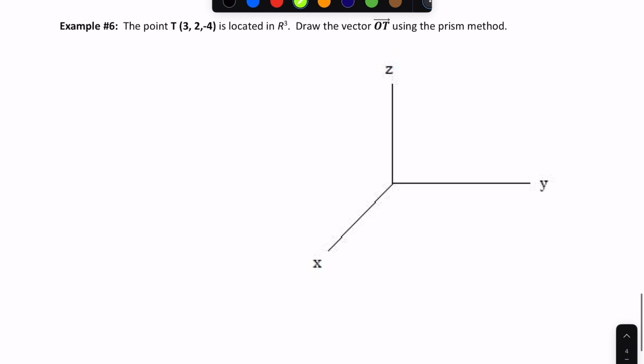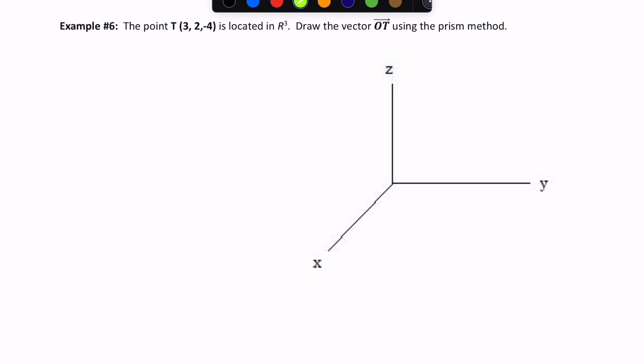Okay, so example 6 says the point T, which is 3, 2, and -4, is located in R cubed or 3 space. Draw the vector OT and using our prism method that we looked at up at the top as well.